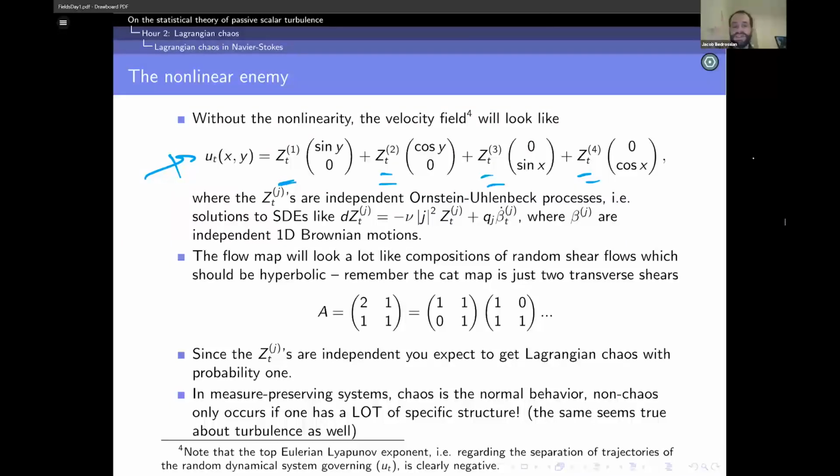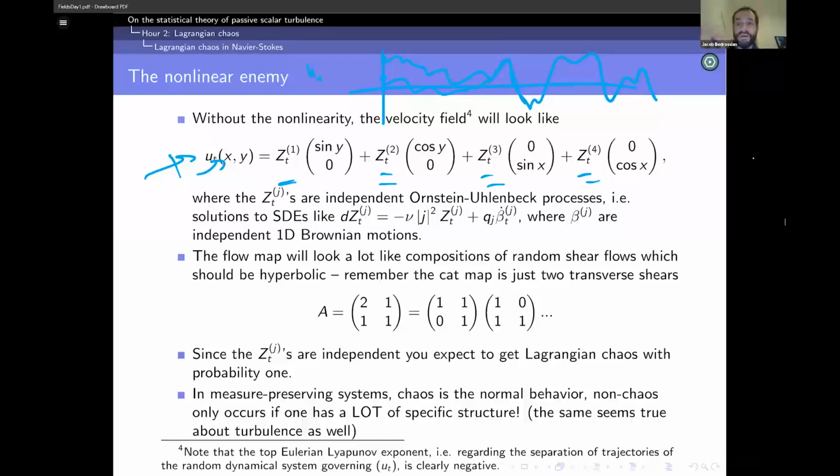And indeed, measure-preserving systems, like incompressible velocity fields, are going to be normally chaotic. Then it's important to understand that this velocity field, U, is not chaotic. Okay, it's the Lagrangian flow map which is chaotic. This velocity field U is completely the opposite of chaotic, in the sense that if you take this evolution, this U, and you start with two different initial conditions, the two trajectories will converge to each other exponentially fast.